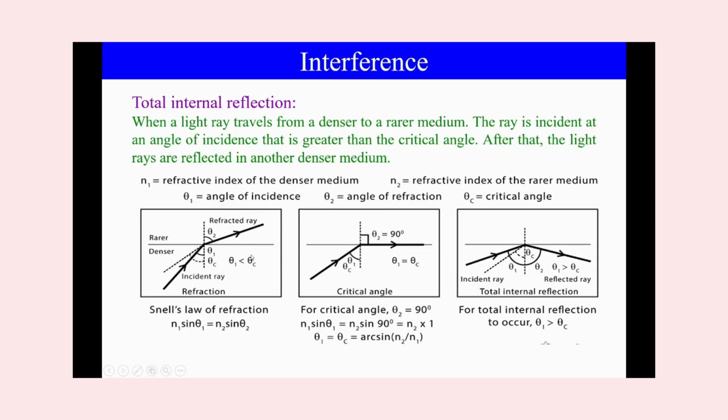If we increase the angle of incidence gradually, at a particular angle called the critical angle, theta c, the refracted ray becomes 90 degrees. Whenever the refracted ray becomes 90 degrees, the angle of incidence is called the critical angle. This condition is required for getting total internal reflection. Once you achieve the critical angle, if you increase the angle of incidence more than the critical angle, then the incident ray is reflected back to the same medium instead of refraction. This phenomenon of light is called total internal reflection.